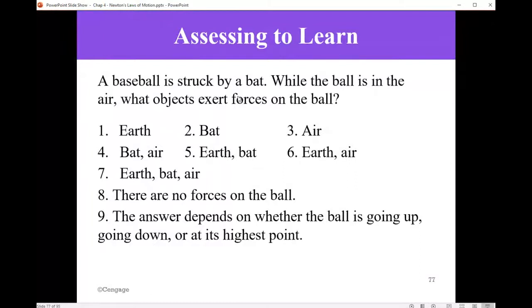A baseball is struck by a bat while the ball is in the air. What objects exert forces on the ball? Please help me with an answer.